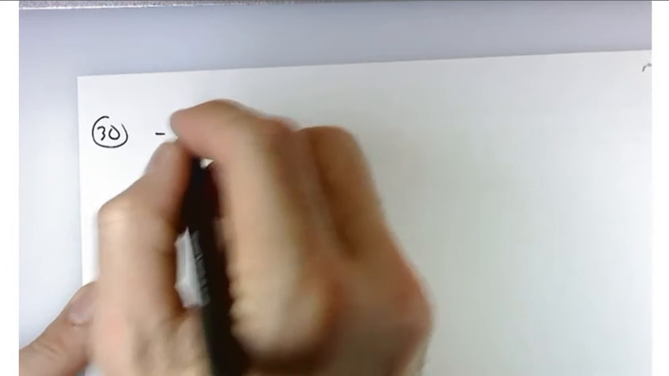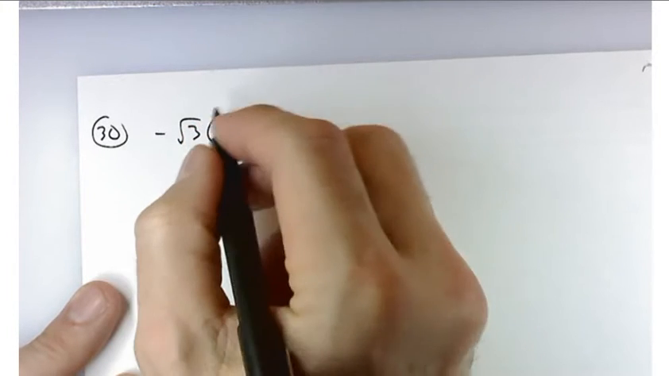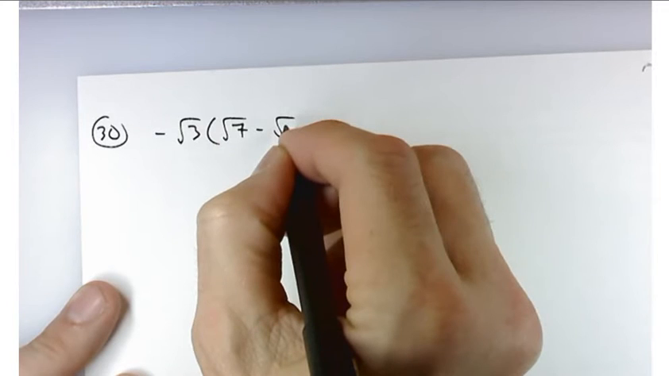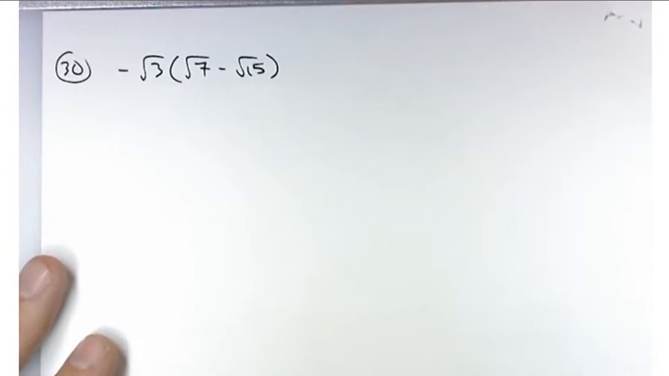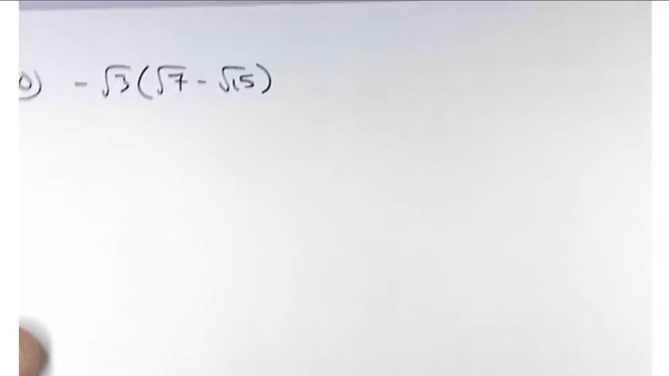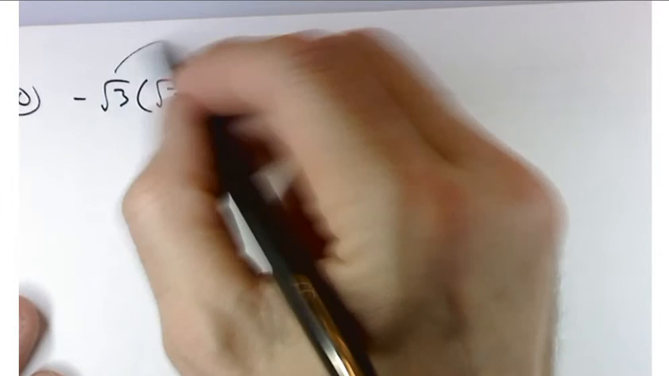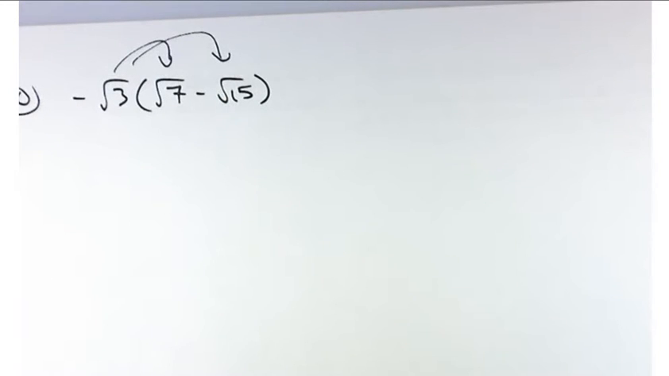Let's try number 30. In fact, why don't you try number 30? So minus square root of 3 times square root of 7 minus square root of 15. So again, you have to distribute. One thing you have to be careful about is distributing the negative sign as well as distributing the square root of 3. That negative sign stays on the outside. Don't bring it underneath the radical. Try and simplify your answers a little bit. One of these will simplify.